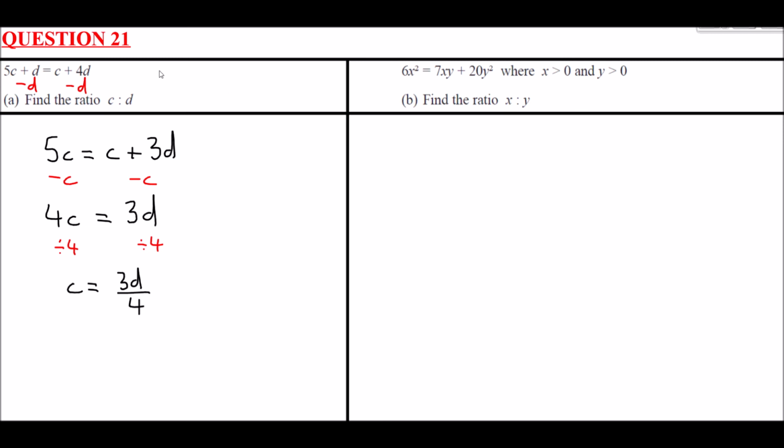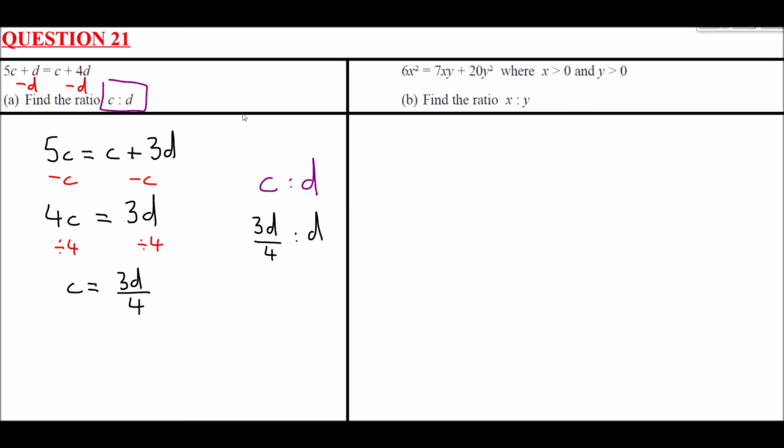What I'm wanting though is the ratio c to d. So what I actually want is this ratio here from c to d. So I know that c is 3d over 4, so I can replace c with what c actually is. So c I've worked out as 3d over 4, and d I can leave as d. So this is the ratio in its horrible form. We should try and simplify this now.